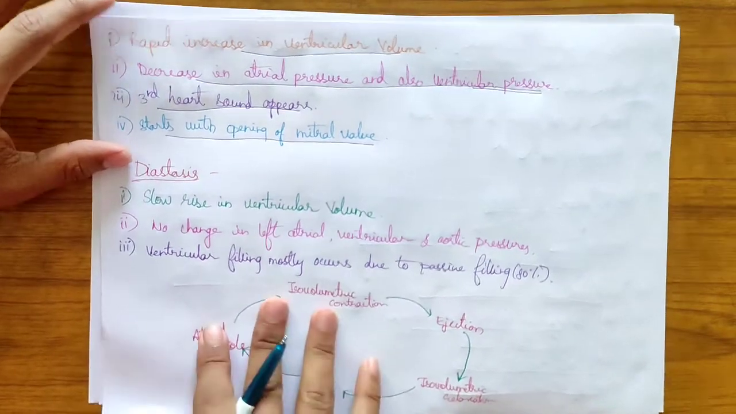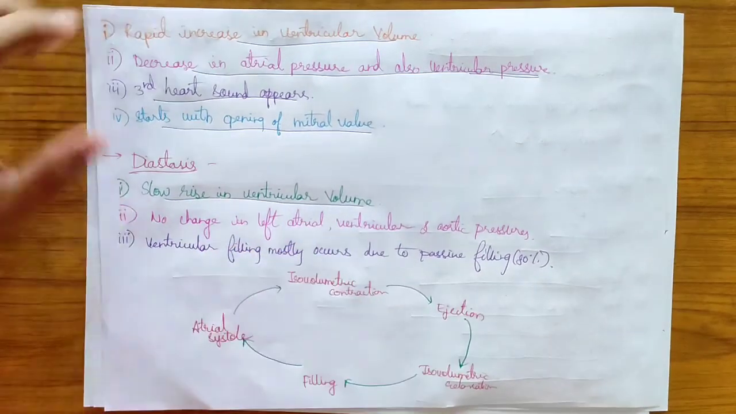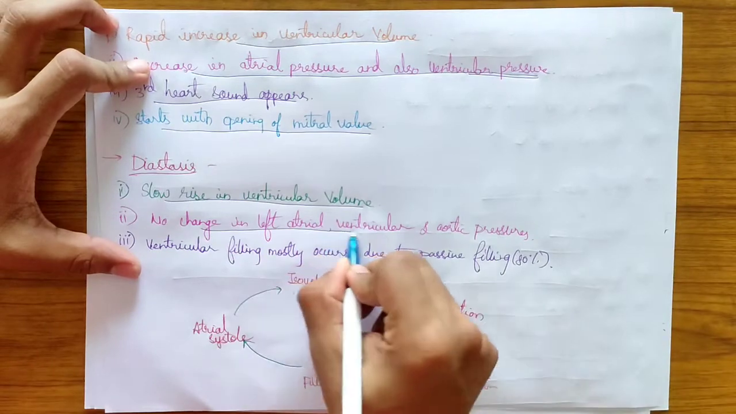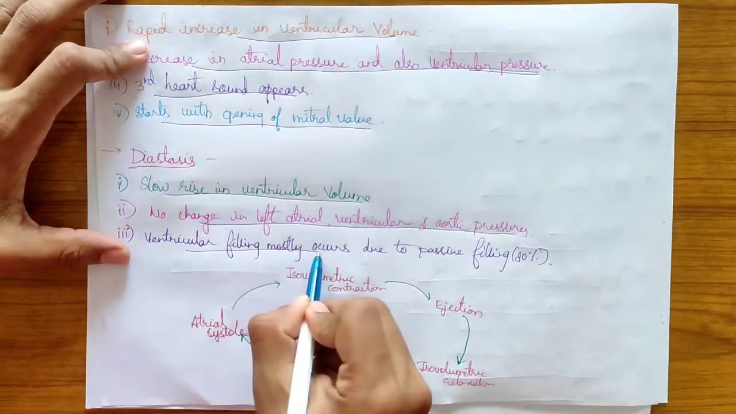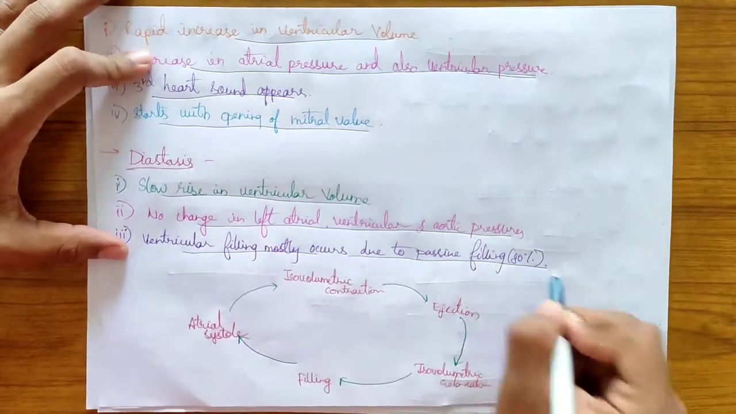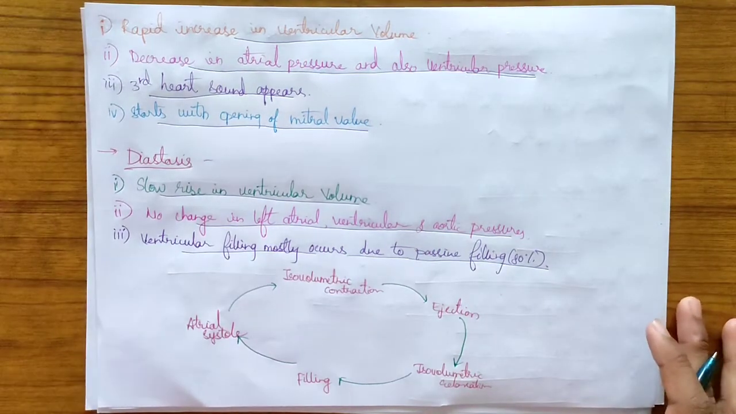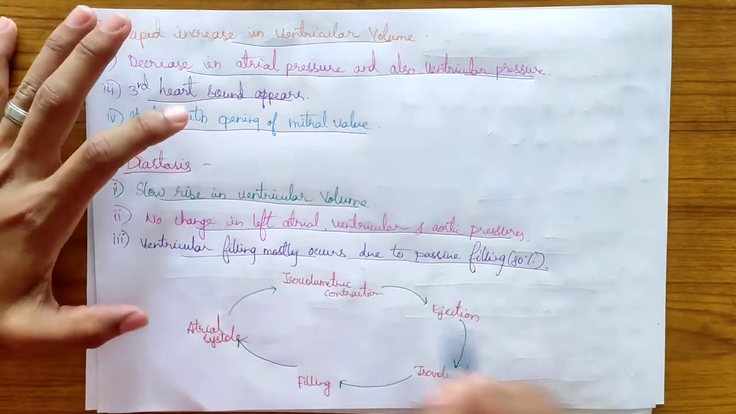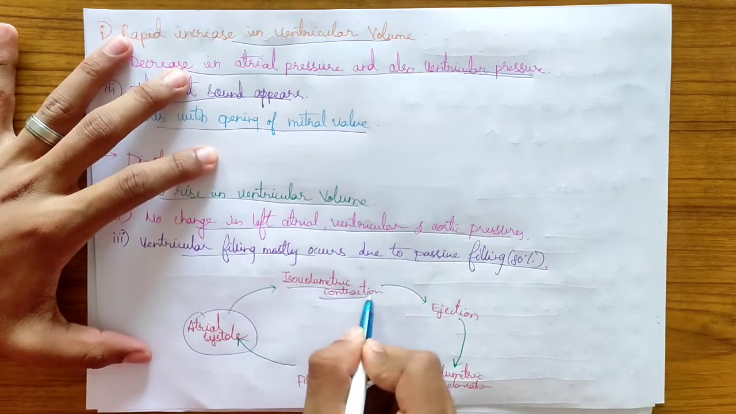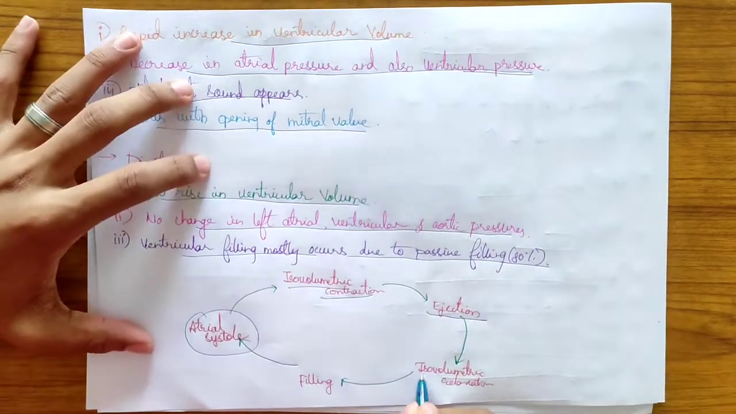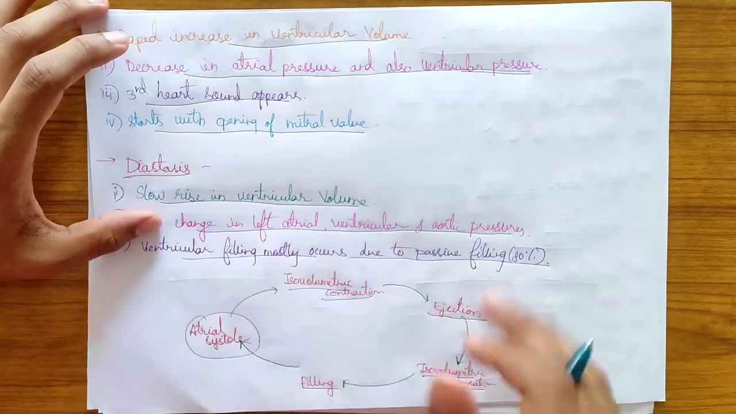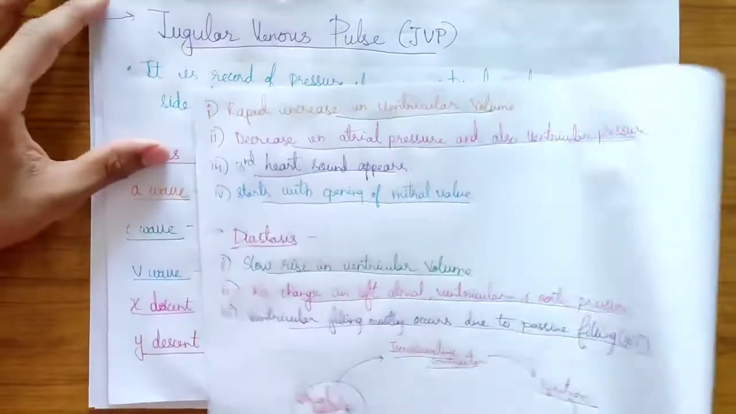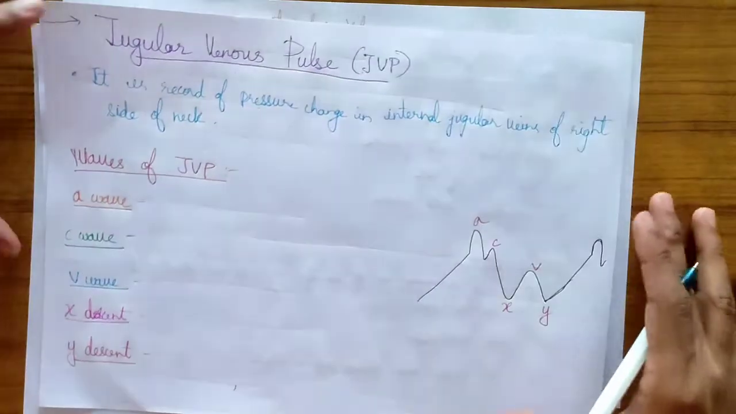The next one is the diastasis, that is nothing but the reduced filling phase. In the diastasis, there is slow rise in the ventricular volume. There is no change in the left atrial, ventricular and aortic pressures. So not much pressure change is seen in this phase. The ventricular filling mostly occurs due to the passive filling, that is 80%, and 20% filling occurs due to the atrial systole. So writing in the flow chart, the atrial systole, then the isovolumetric contraction, then happens the ejection, then happens the isovolumetric relaxation, then the filling, and then again the atrial systole, so that the cycle continuously repeats. So next comes the jugular venous pulse, that is the JVP.